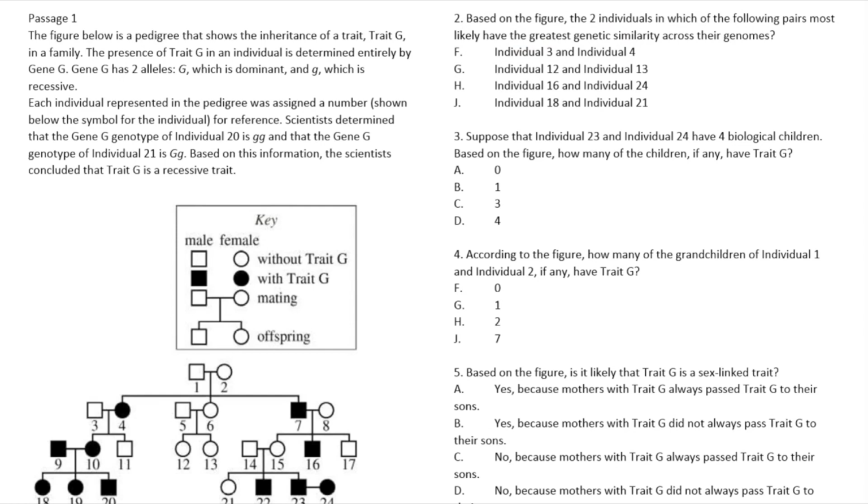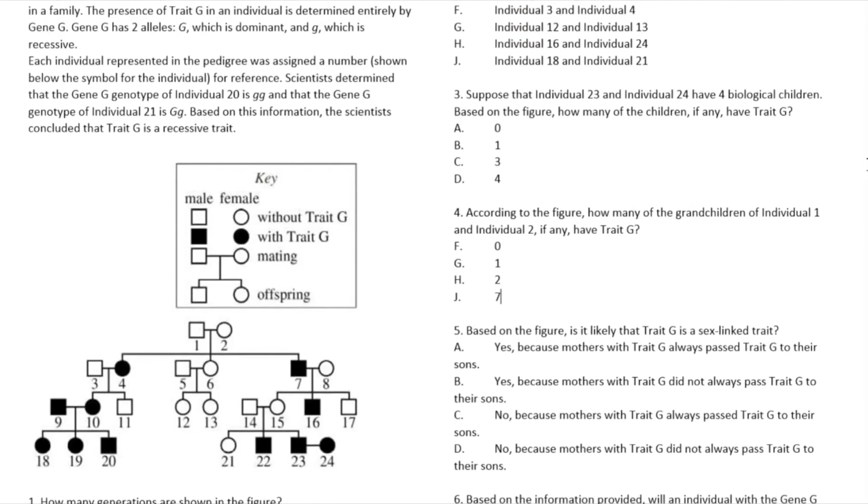Question 3 says, suppose that individual 23 and individual 24 have 4 biological children. Based on the figure, how many of the children, if any, have trait G? And we have options ranging from 0 to all of them, 4. So let's take a look at individuals 23 and 24. Okay, they're right here. They're connected, and they have trait G. Both of them do. So what does that mean?